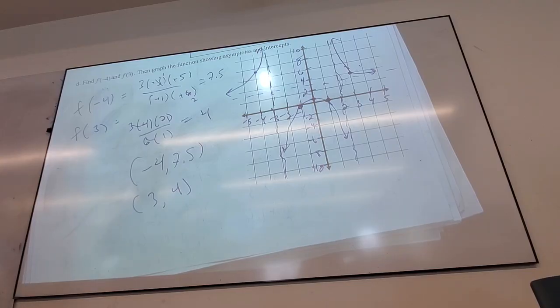So in section 4.5, they're going to marry concavity, inflection points, maximum, and so on, with this. Very exciting. We're all looking forward to it. I know. Okay.